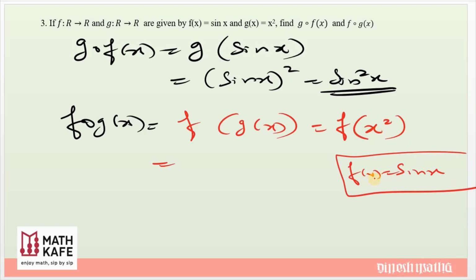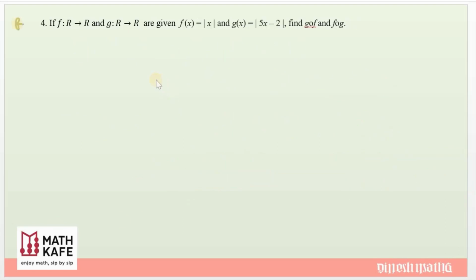So the x must be replaced with what? X square value. So this is sin of x square. We got g of f of x and f of g of x. Let us see another example. This is one of the board questions repeatedly asked.